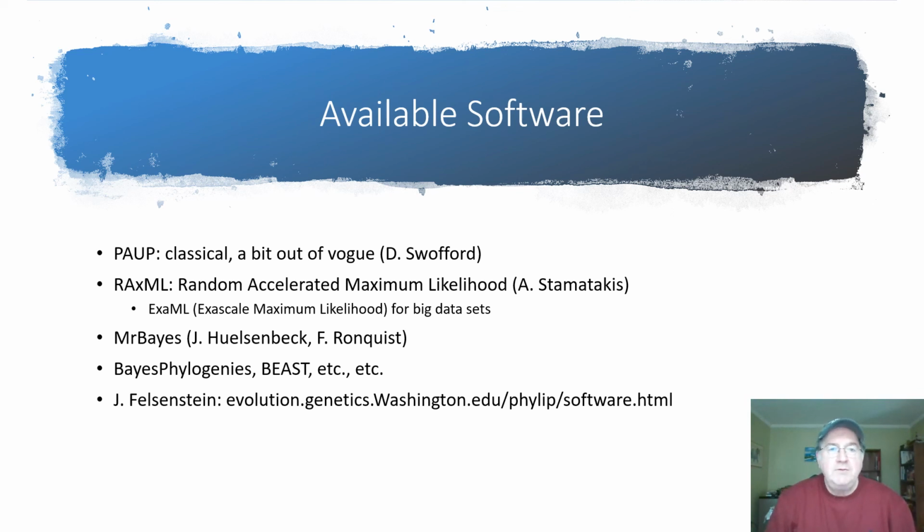I wanted to make you aware of some of the available software packages that you can use. Of course, there are R libraries for many of these things these days, but there are dozens and dozens and dozens of independent software packages to do parsimony analyses, maximum likelihood analyses, Bayesian analyses, even maximum compatibility, lots of other ways of analyzing the data. Here's just a few that you'll probably run across in the literature.